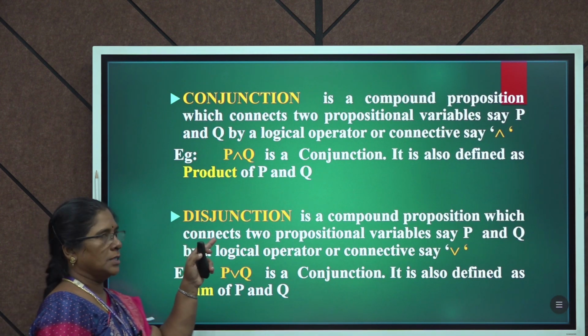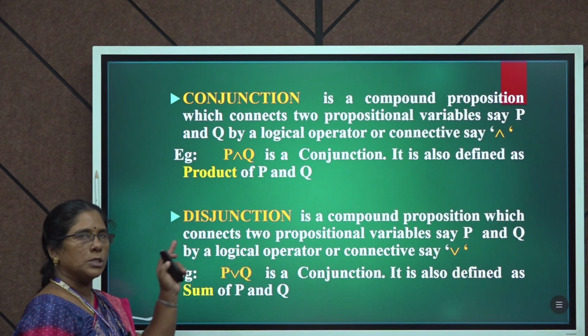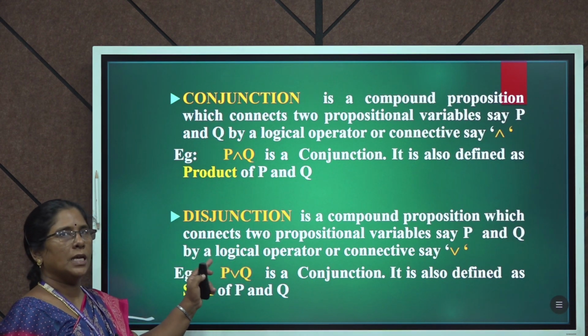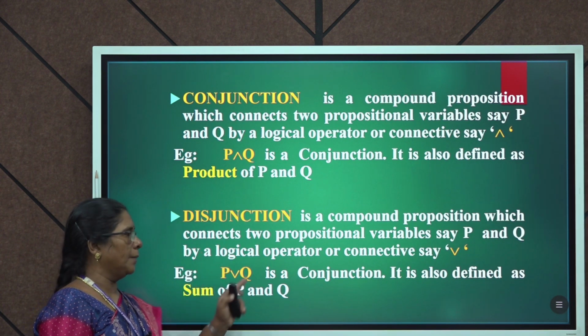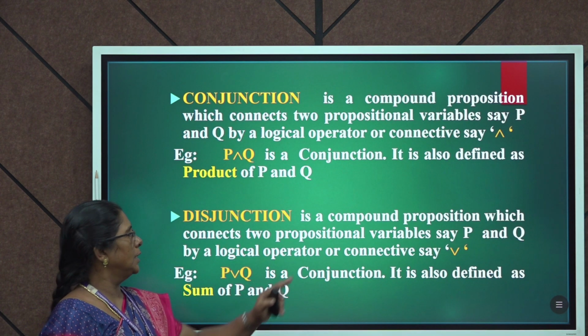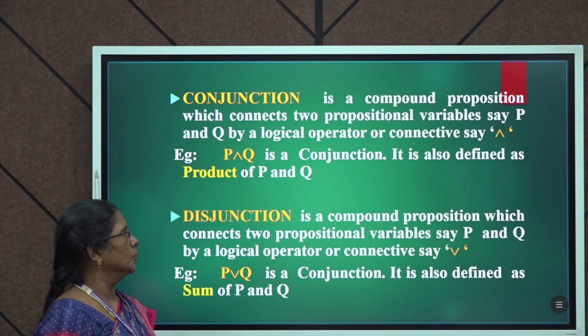Now let's see what disjunction is. Disjunction is also a compound proposition which connects two propositional variables P and Q by the logical operator cup. The example for disjunction is P cup Q. So P cup Q is a disjunction. It is also defined as the sum of two variables P and Q.